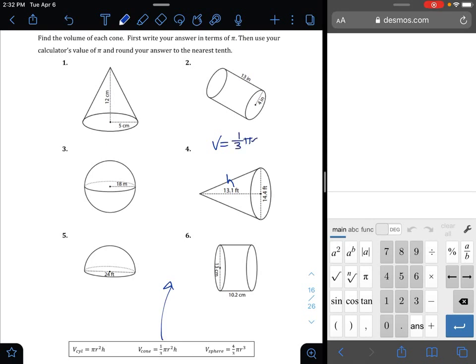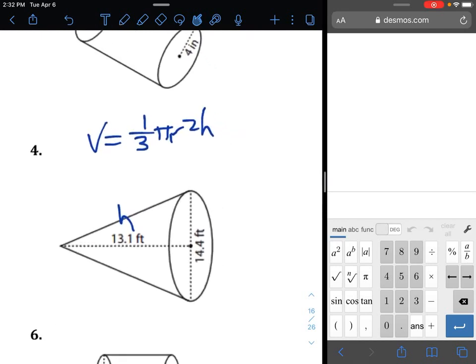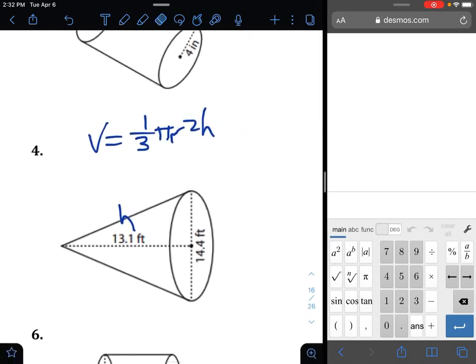What you do have to show is what we call the plug-in step. So I want you to show where you take out the variables and plug in the numbers. So what we need is the radius and the height. We don't have the radius yet because we're given the diameter. The 14.4, as you should know from circles, is actually the diameter. That's the whole distance across.